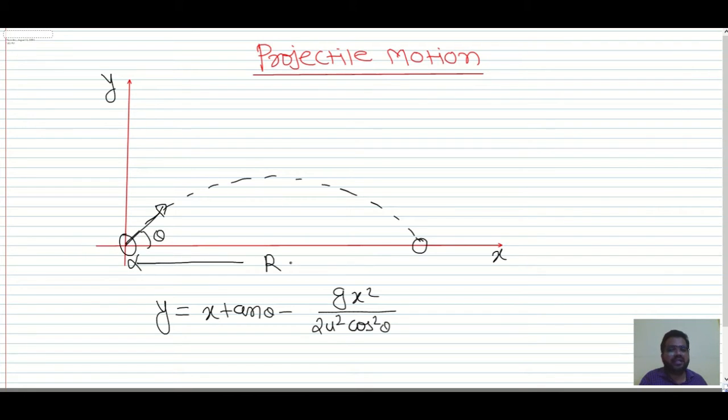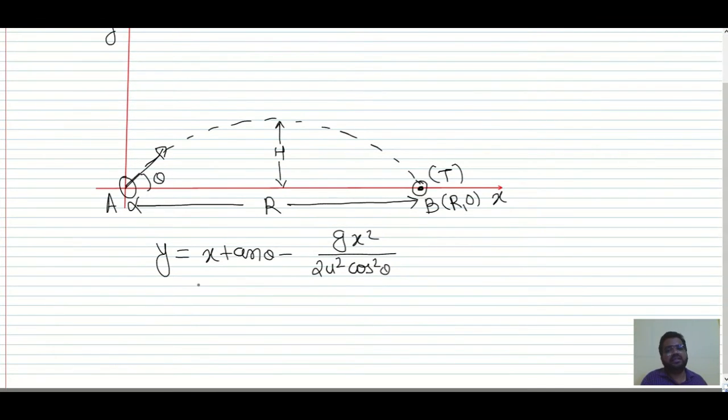This is the range we have, the maximum horizontal distance traveled by the projectile. The maximum vertical distance traveled by the projectile is called the maximum height, and the time required for the projectile to go from point A to point B is called the time of flight. Now what are the coordinates of this point B? It will be very simple: the x coordinate is R and the y coordinate is 0. So put these coordinates in this equation.